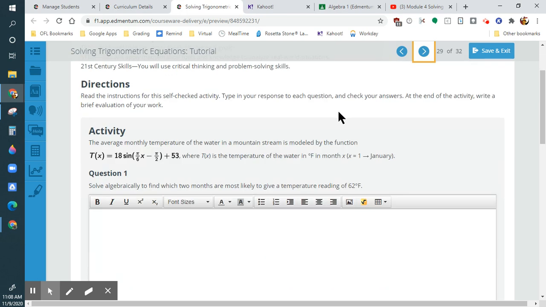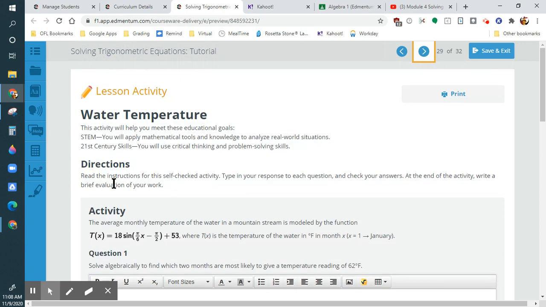Okay, so we're going to be trying to solve this equation, and we're going to try to solve it algebraically. Solve algebraically to find which 2 months are most likely to have the temperature 62 degrees. So in other words, our input here is going to be the 62F. So we're going to plug that into here.